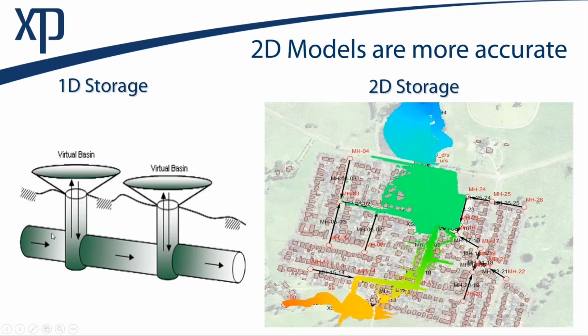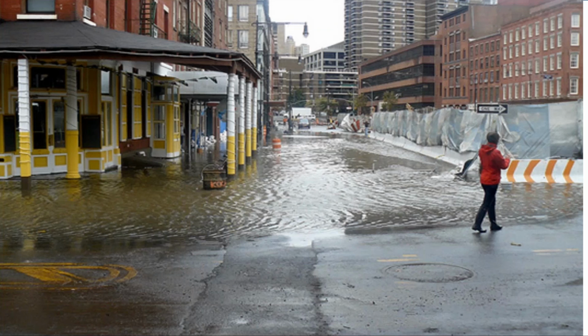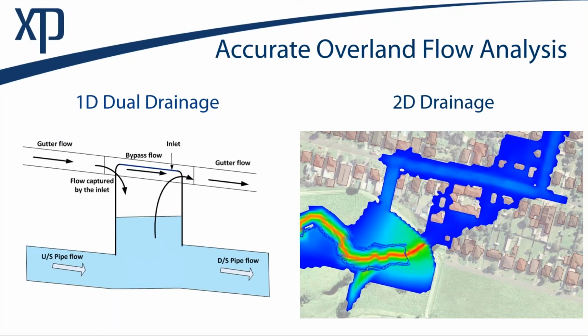Now, we did have ways in 1D to try to capture some of that dynamic activity. We could implement a dual drainage model where we would actually define an overland flow path, and then define a cross section for that overland flow path, and therefore define the capacity for that overland flow, and basically let it trickle down maybe a street, right? And re-enter the system if we had capacity at the next manhole.